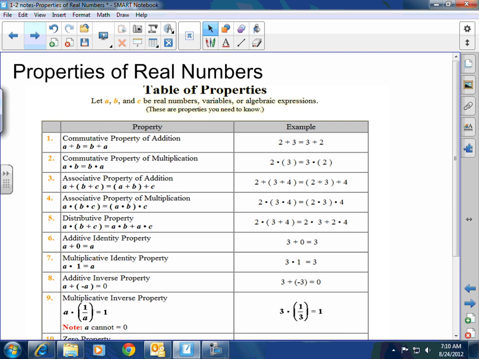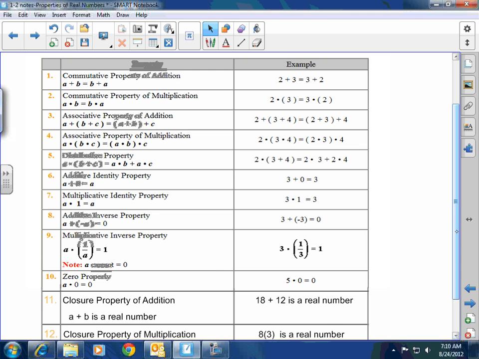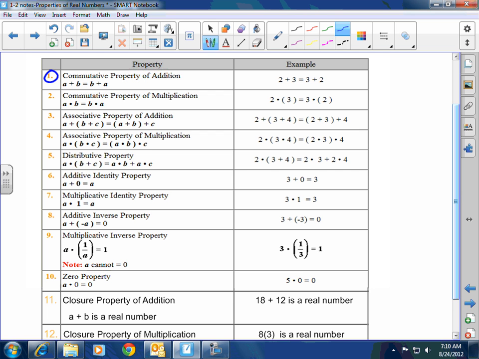Now, properties of real numbers. You've probably learned these many times through your middle school years. You really need to understand what they are, so we're going to go over them very carefully. The commutative property of both addition and multiplication.